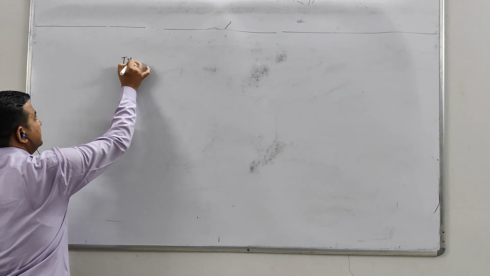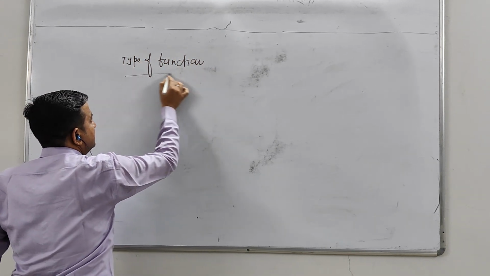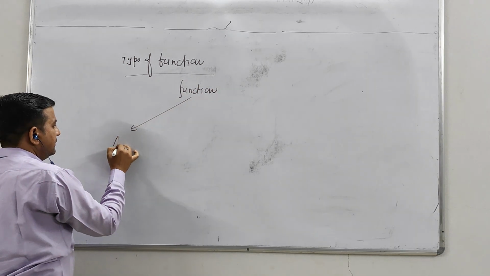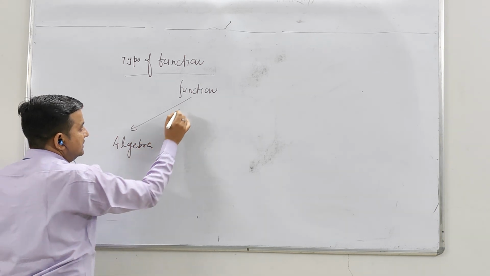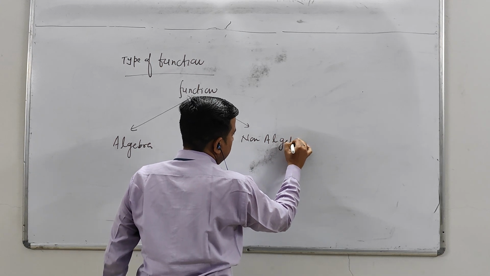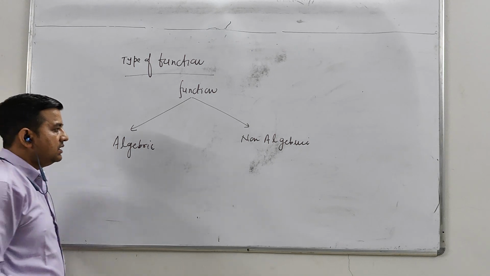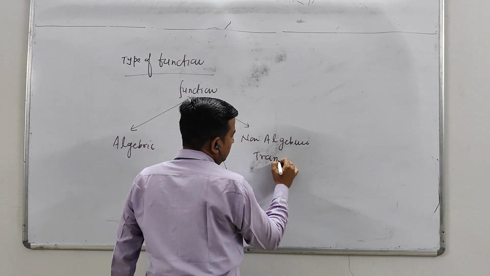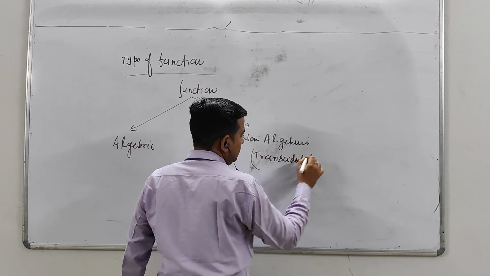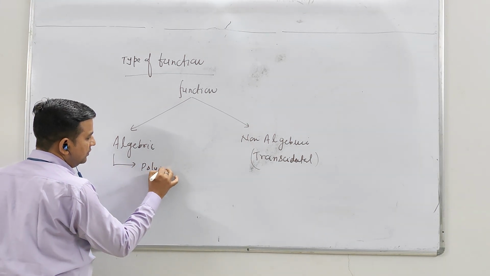So next topic is type of function. In case of function, it is basically defined two types. One is algebraic, and second is non-algebraic. Non-algebraic is known as the transcendental function. In case of algebraic, one is polynomial.